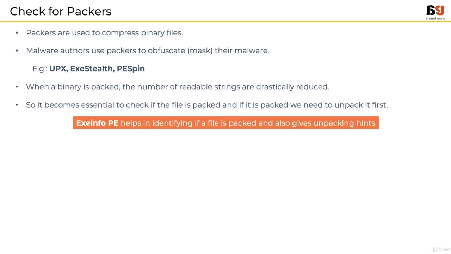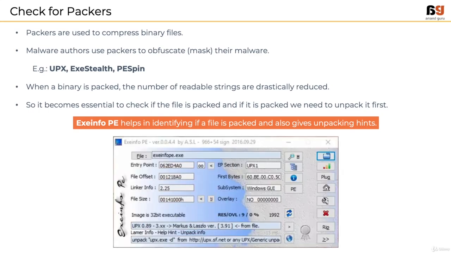EXE-INFO-PE, which was used to learn about the file format, will also help in checking if a file is packed. It also gives unpacking instructions. In the image, we have loaded the exe-info-pe.exe and the tool says it is packed with UPX. Down below, it also gives us hints on unpacking the file. In this case, we can use the tool upx.exe with an argument of -d.